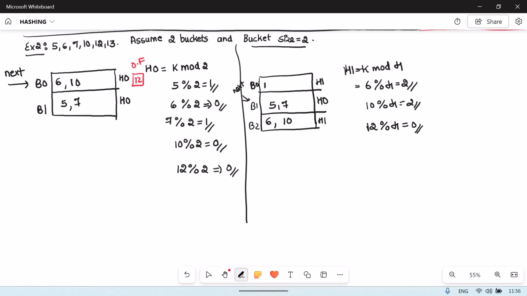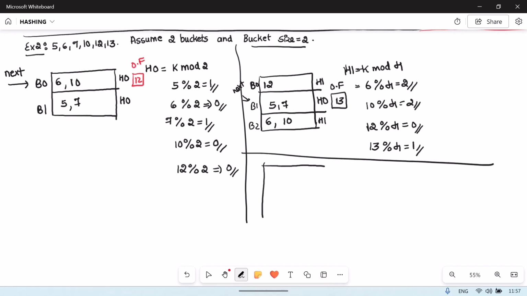So where are you supposed to place 12? Next, 13. 13 mod 4 is 1. But if you look at this one, this is also full. So overflow. 13 has caused the overflow. So you will have to split the bucket. So this would be B0. B1 is getting split, remember. B2 will remain as it is. So B1 is only having 12. B2 is having 6 and 10.